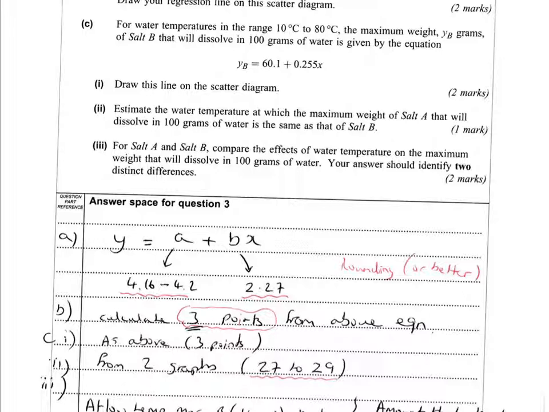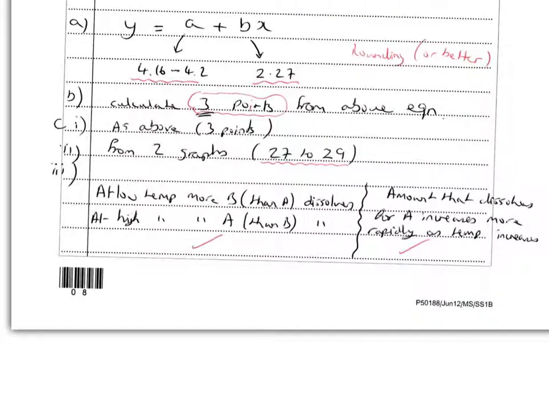For the final part of the question, where you're comparing the two regression lines, there are two key differences between the two. One of them could be about comparing how much salt dissolves for line A and line B at either low or high temperatures. The other is to do with the difference in the gradient between the two lines.